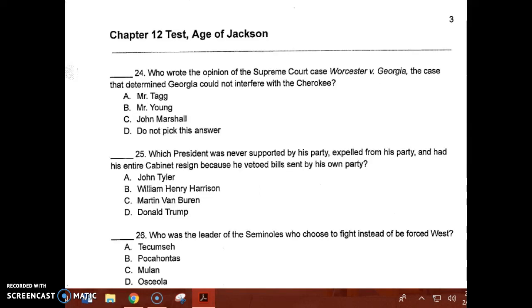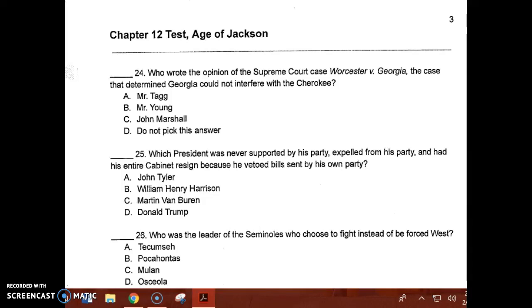Continuing with multiple choice on page 3. Number 24. Who wrote the opinion of the Supreme Court case Worcester versus Georgia, the case that determined Georgia could not interfere with the Cherokee Indians? Was it Mr. Tagg? Was it Mr. Young? Was it John Marshall? Or D, don't pick D.